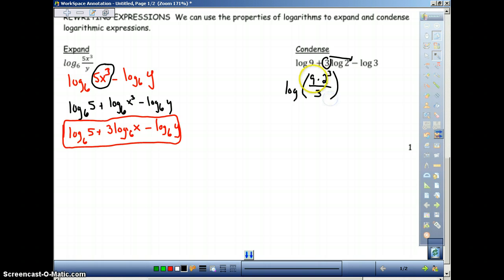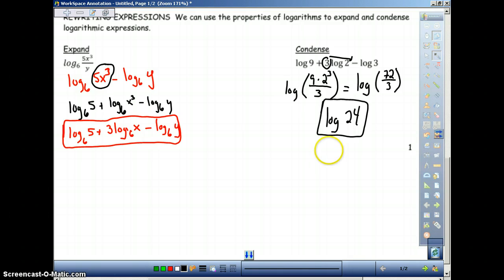Now we simplify. 2 to the third power is 8. 9 times 8 is 72. So this will be log of 72 divided by 3. And then you can actually do 72 divided by 3, and we get log of 24. And that's how you condense that.